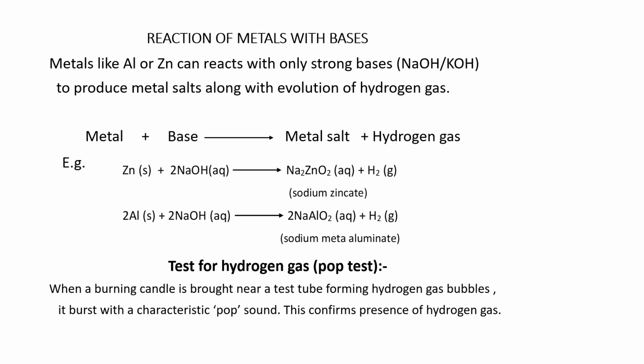The test is: when a burning candle is brought near the test tube forming hydrogen gas bubbles, you will see that it bursts with a characteristic pop sound. This confirms the presence of hydrogen gas. What happened in this test: you take a little bit of soap solution and add it in that test tube. You will see that soap bubbles form containing hydrogen gas. When you burn this soap bubble, it will burn with a pop sound, and this test confirms the presence of hydrogen gas.